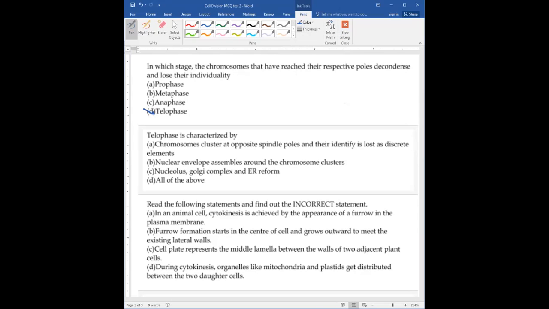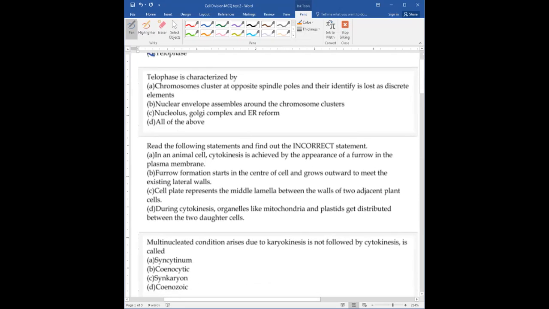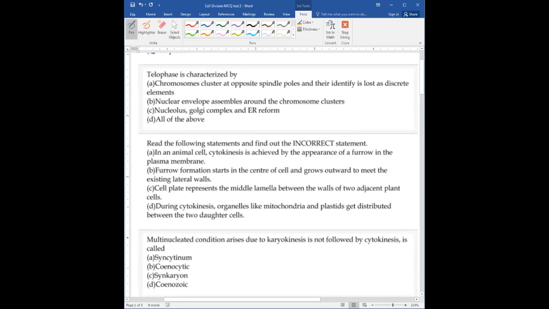Okay, guys, next one. Let's try to move on to the next one. Telophase is characterized by... I want an answer from Ruby. Ruby, telophase is characterized by... Yes, it is going to be all of the above. Very nice.